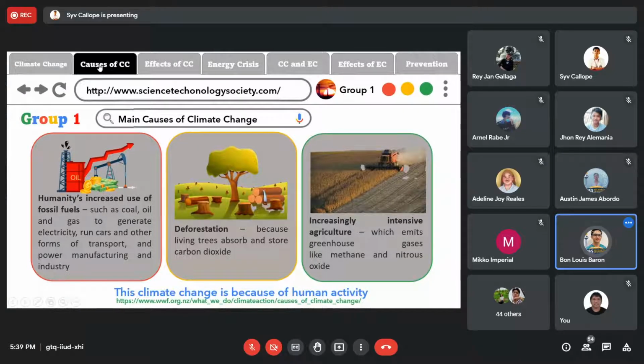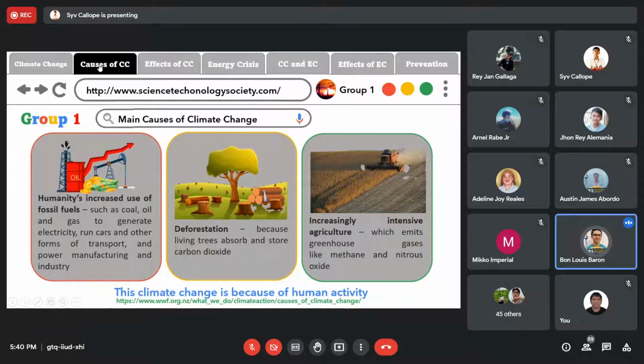On our first example, humanity's increased use of fossil fuels. Fossil fuels are such as coal, oil, and gas. We know that to produce power, we burn these fuels, and the burning of these fossil fuels results in producing carbon dioxide. Second is deforestation. Because living trees absorb and store carbon dioxide, when we cut down trees, it releases that carbon dioxide.